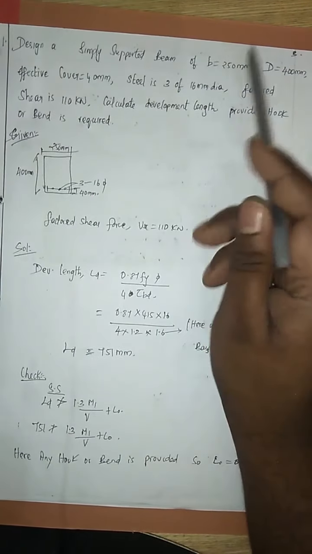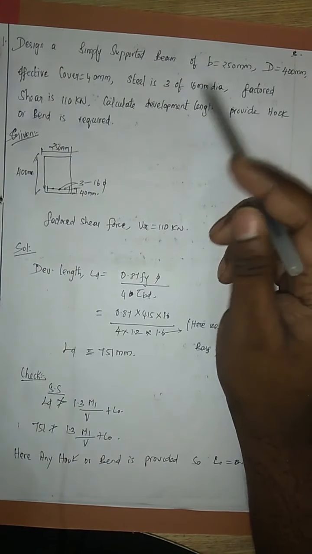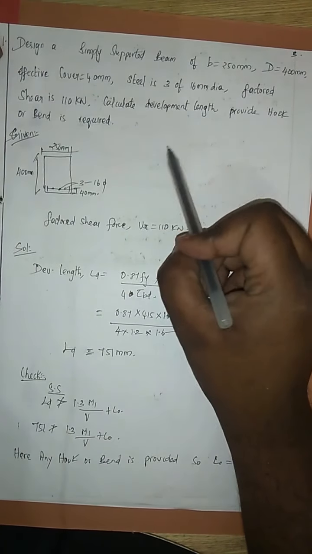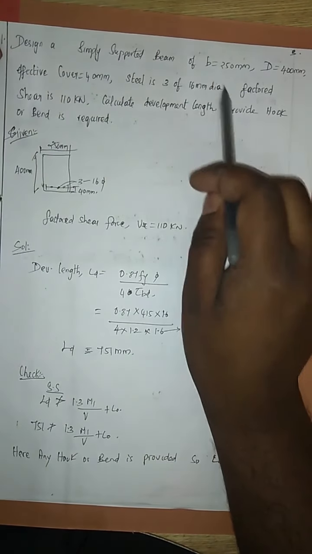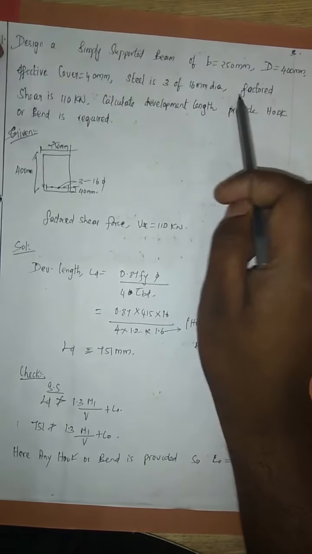So how will you calculate the effective depth? Effective depth d is equal to overall depth D minus effective cover minus diameter of the bar, 16 mm, diameter of bar by 2.